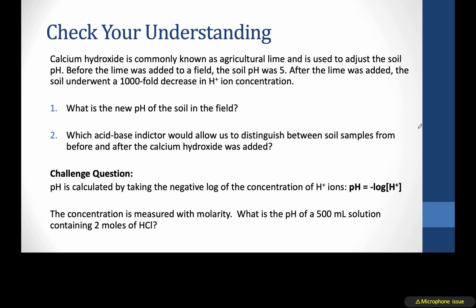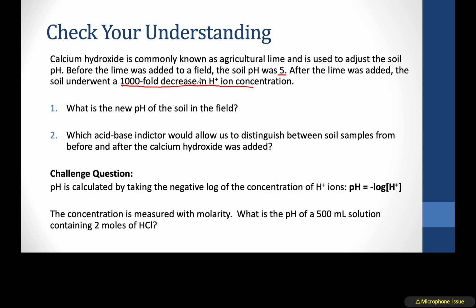All right, so it says calcium hydroxide is commonly known as agricultural lime and is used to adjust the soil pH. Before the lime was added to a field, the soil pH was 5. After the lime was added, the soil underwent a 1,000-fold decrease in H plus ion concentration. Okay, so we started at a pH of 5, and this is very important right here, 1,000-fold decrease in H plus ion concentration.